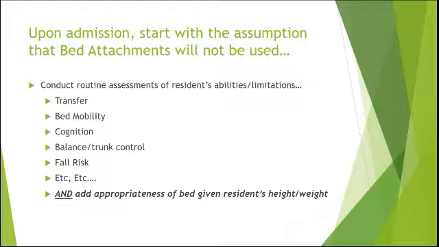So upon admission, start with the assumption that the bed attachment will not be used, and then we go on our usual way of conducting all kinds of routine assessments that we currently do to assess the resident's abilities and their limitations. So we will do our routine transfer assessment. We will evaluate the resident's ability to do bed mobility in all its various forms, what the resident's cognition level is, what their balance and trunk control is, the degree of fall risk, et cetera. You all have those assessments.